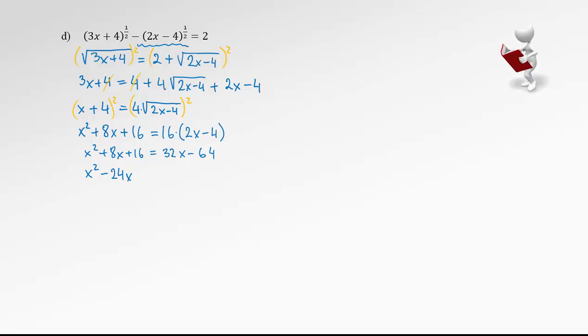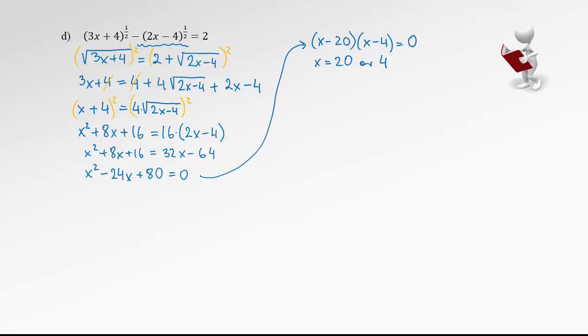And then 16 plus 64 is plus 80 equals 0. Let's continue here. We're going to factor this trinomial. Can we factor it? We're looking for two numbers that will multiply to 80 and add to 24. Well, it's 4 times 20, isn't it? So we can go (x minus 20)(x minus 4) equals 0. Therefore, our possible roots are x equals 20 or x equals 4.